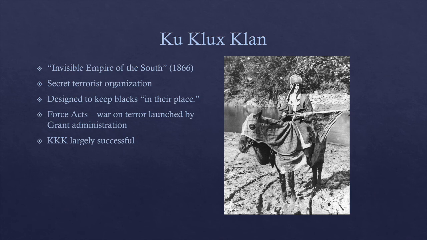Grant addresses this through some of these force acts that we mentioned earlier, in which he essentially launches a war on terror that targets Klan leaders, and he's pretty effective at it. Unfortunately, the KKK is largely successful in the fact that after Reconstruction ends, many of the things they were trying to achieve in the first place, preventing blacks from voting, making sure blacks did not have economic opportunities or equal education, are going to become standard in the South.